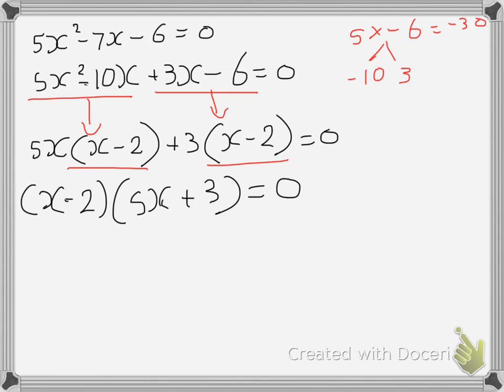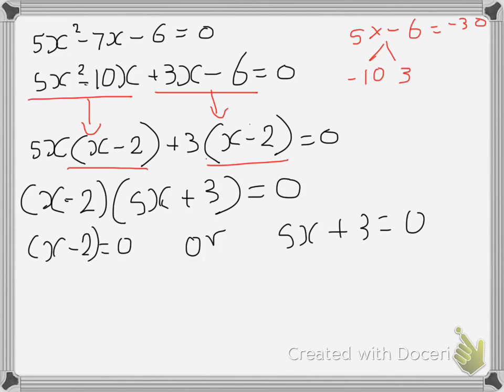Now I've got two factors multiplied together giving me 0, and as we discussed before, that means one of them must be equal to 0, because that's the only way you can get a 0 from a multiplication. So it's either x minus 2 equals 0, or 5x plus 3 equals 0. Now I will solve each linear equation separately. From the first one, I get x equal to 2, and this is our first solution.